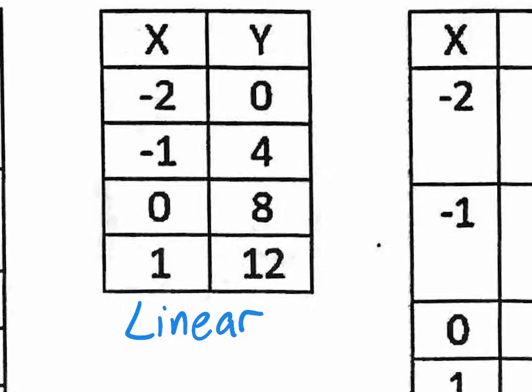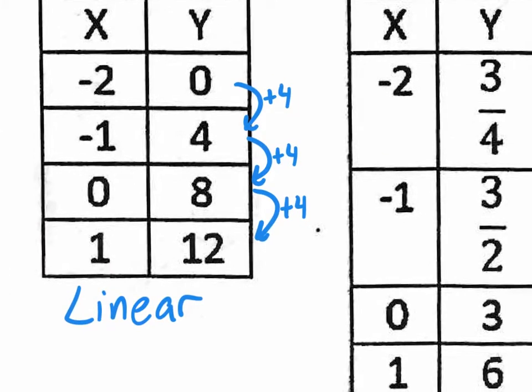The difference, there's a common difference. From here to here, it's adding 4. From here to here, it's adding 4. From here to here, it's adding 4. And that's not what happens on exponential growth functions. On exponential growth functions, you either multiply by a value or divide by a value, which is multiplying by the fraction. So let's take a look at this next one.